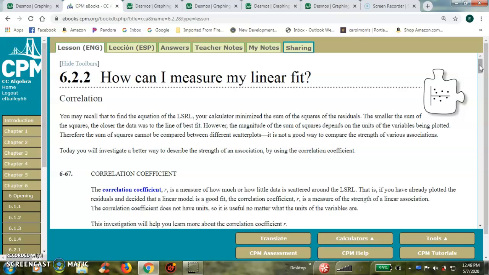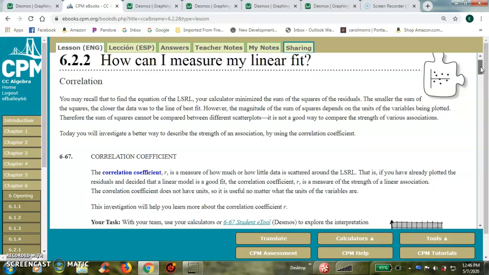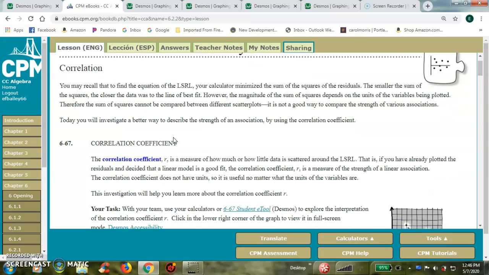Right, now what I'd like us to do is go back and take a look here. What does the correlation coefficient mean anyway? Why is that important? All right, so here's why. First of all, just a quick review. You may recall that to find the equation of the least squares regression line, your calculator minimized the sum of the squares of the residuals. The smaller the sum of the squares, the closer the data was to the line of best fit. I don't know if you remember, but there were little squares there, and as we moved the line around, as it got closer to the line of best fit, the squares got smaller.